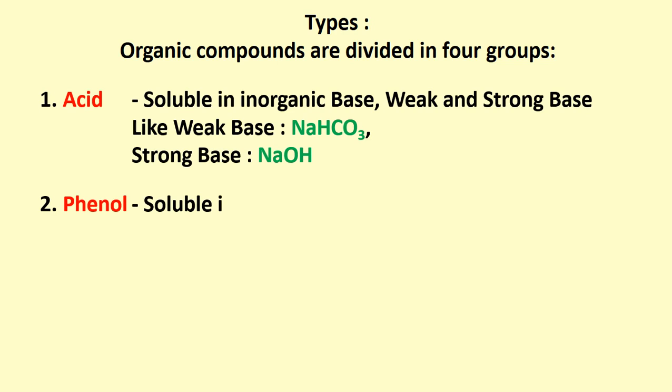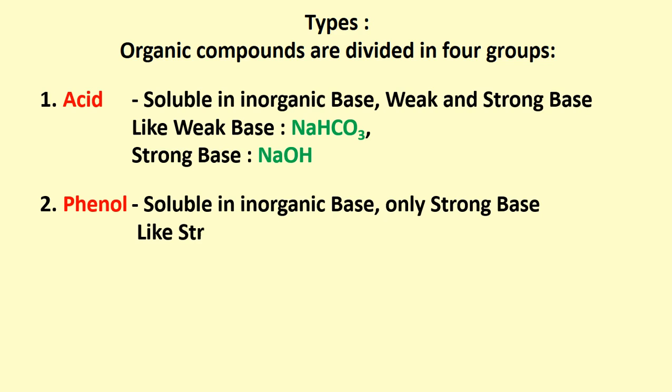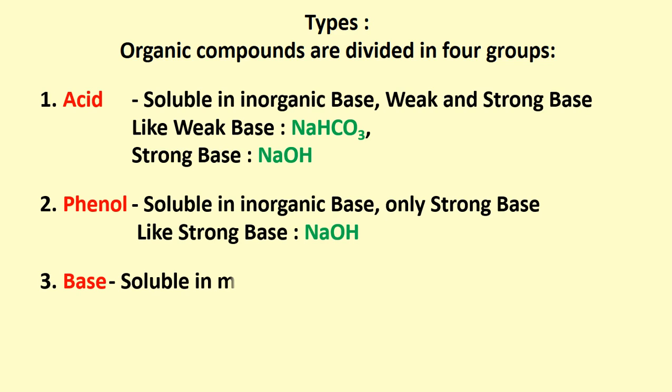Phenol is soluble in base, because phenol is acidic in nature. It is not soluble in the weak base; phenol is soluble only in strong base, which means NaOH and KOH. So for this topic we use three solutions: HCl, NaOH and bicarbonate, with concentrations of saturated bicarbonate, 20% NaOH and 50% HCl.